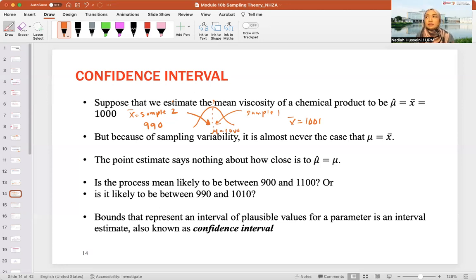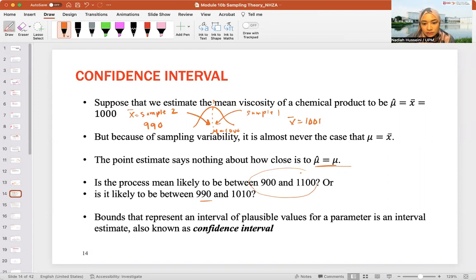We have to determine the interval so that we know whether our estimation is correct or not. Basically, that is what it means. The point estimate says nothing about how close our estimator is to the actual population mean. Is the process mean likely to be between 900 and 1100, or is it likely to be 990 to 1010?